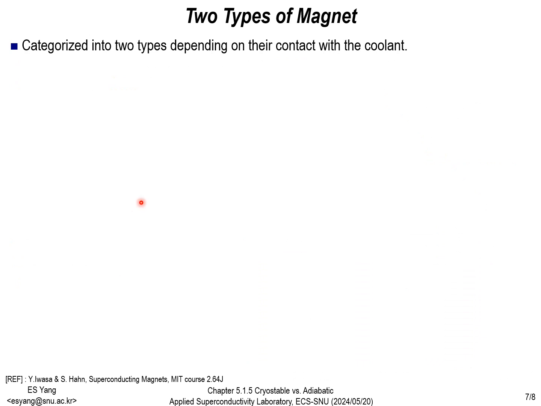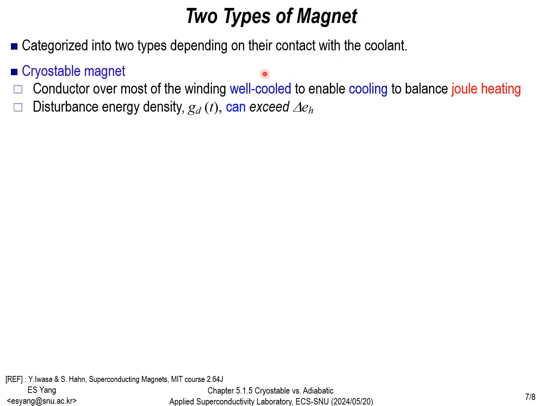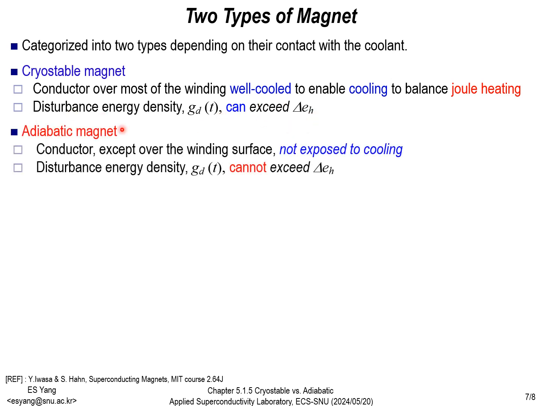To summarize what was mentioned earlier, magnets can be classified into two types based on their contact with coolant. Cryostable magnets have almost all windings in contact with coolant, allowing them to cool Joule heating. Therefore, they feature the ability for disturbances to exceed the enthalpy margin. On the contrary, adiabatic magnets do not have contact with coolant, thus preventing disturbances from surpassing the enthalpy margin.